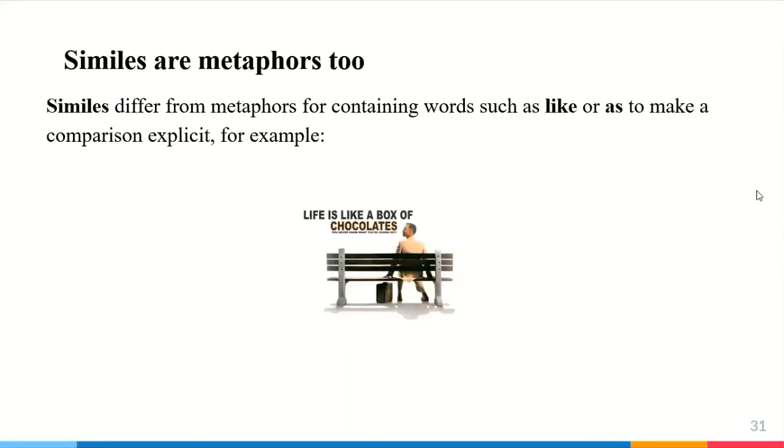Similes are like metaphors too. Unlike metaphors, similes contain words such as "like" or "as" to make a comparison. So similes create a comparison using like and as. Perhaps you will recognize this famous example of a simile from Forrest Gump. "Life is like a box of chocolates." So in this example, it is said that something is like something else. Life is like a box of chocolates.